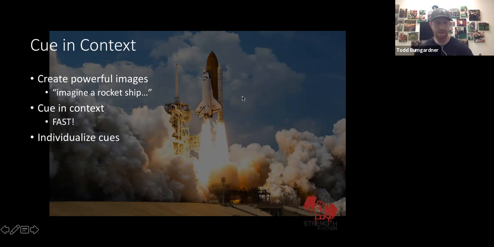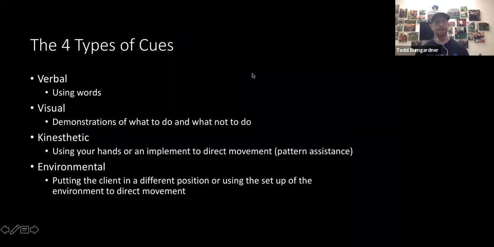So I've been moving pretty fast. Does anybody have any questions about anything so far? I will go on. Okay, so we have 4 types of cues. We have verbal cues, which is essentially just using your words, right? We have visual cues, which are demonstrations of what to do and what not to do.